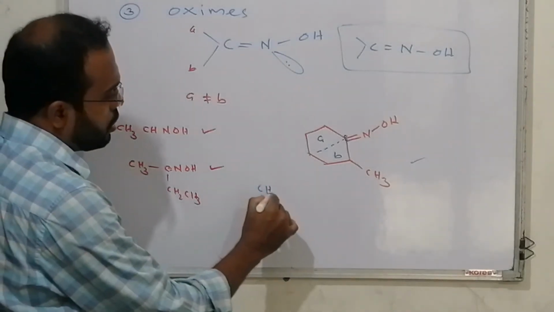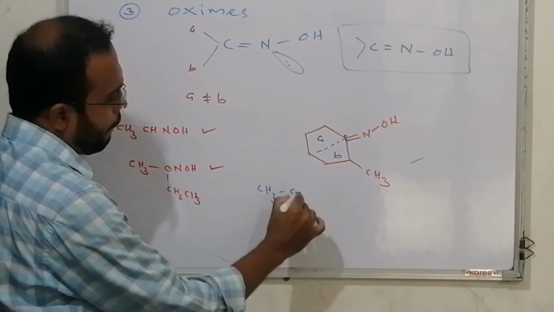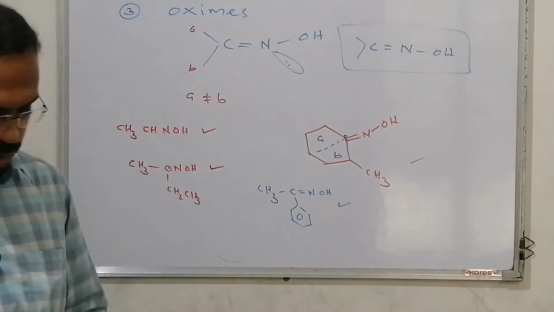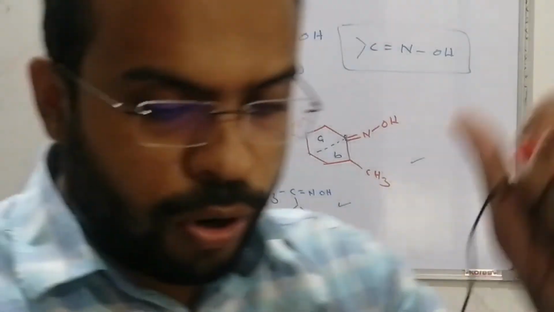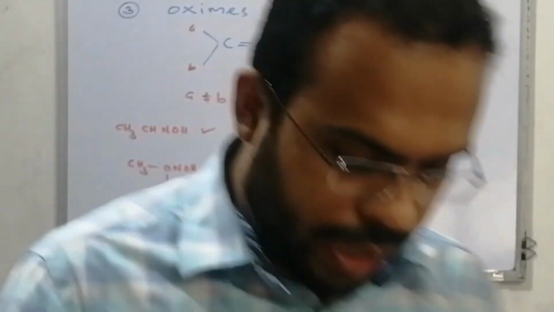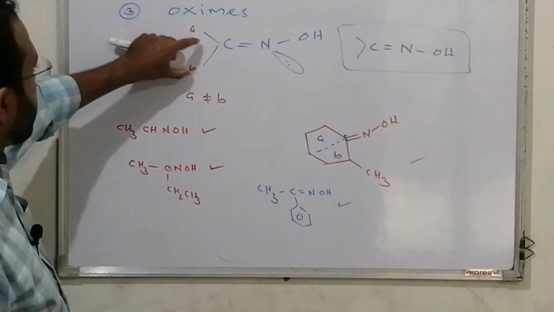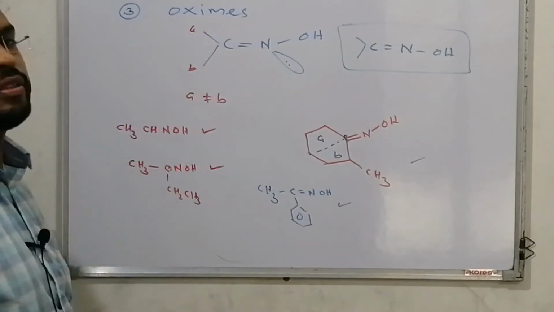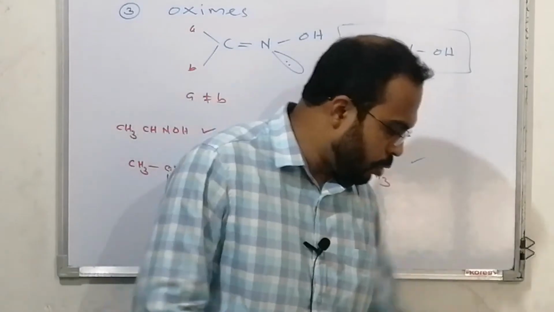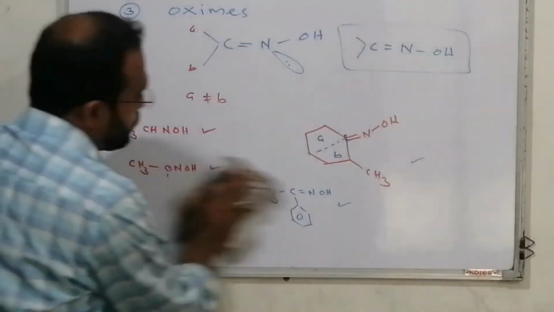Another example, CH3 C benzene ring NOH. This also shows geometrical isomerism. In the case of oximes and imines, you have to check whether the groups attached to carbon are different or not. That's the only thing you have to check. Okay, this is all about imines. No problem.